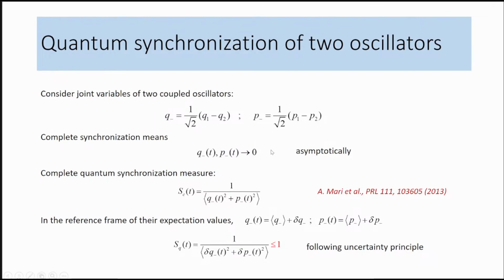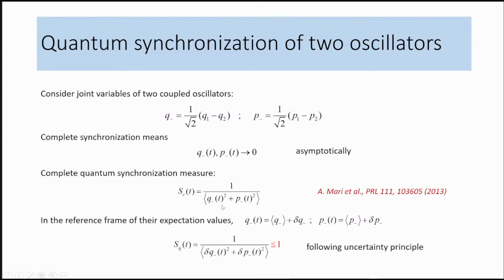I am not considering the phase part or amplitude part of them. So when I say Q minus and P minus both vanish, we say that this is equivalent to complete synchronization, not the phase synchronization only. In this particular paper, Mari and his co-workers had given a measurement of this complete quantum synchronization.